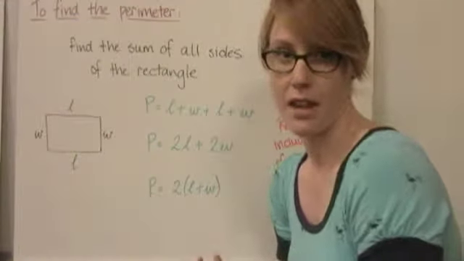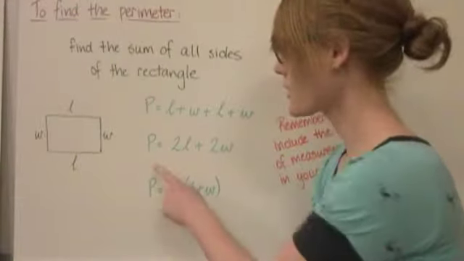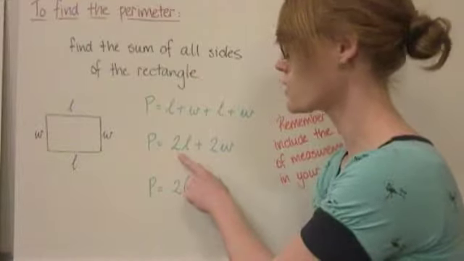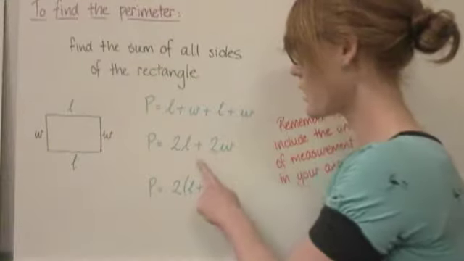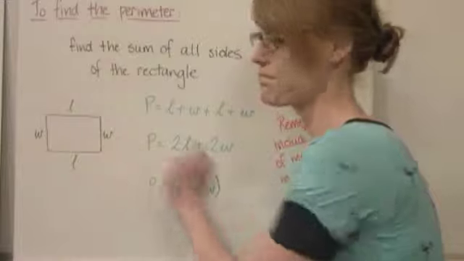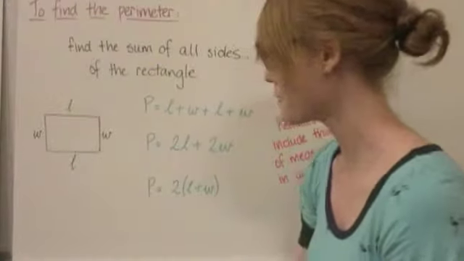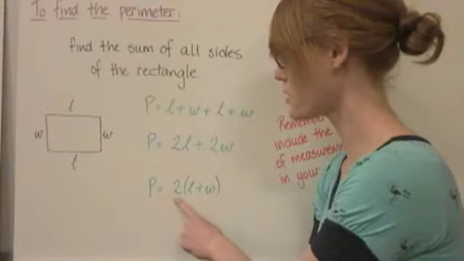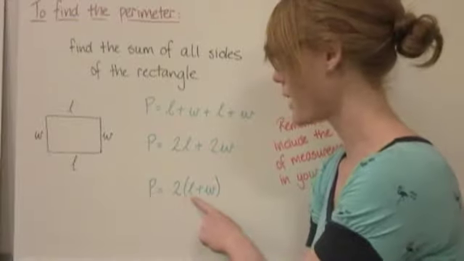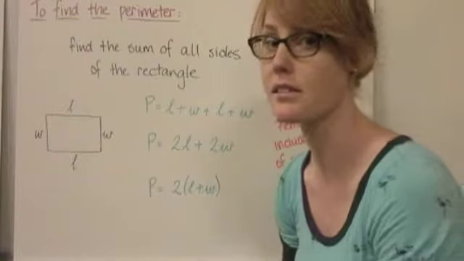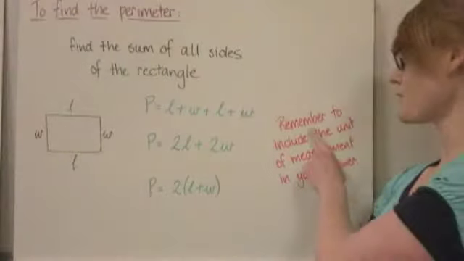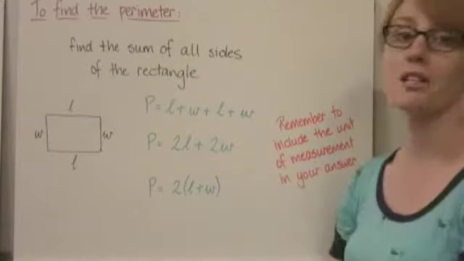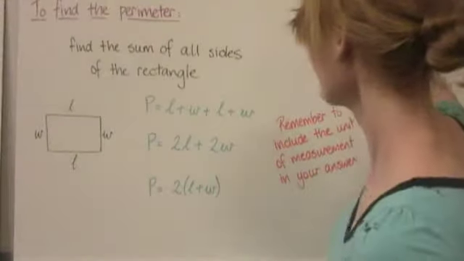But we could simplify that even further so it takes us less time. So perimeter equals 2 lengths plus 2 widths. Or even further, we could simplify it into perimeter equals 2 multiplied by length plus width in parentheses. Now it's really important to remember to include the unit of measurement in your answer.